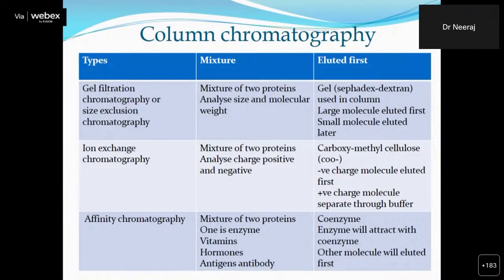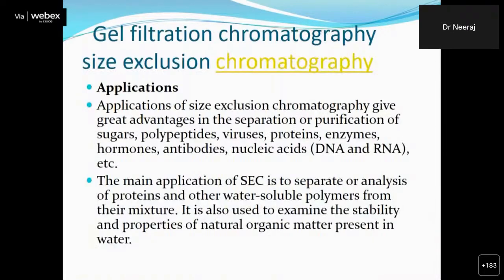So what would happen? The enzyme will be attracted to the coenzyme, and the other molecules will be eluted first. The coenzyme will remain bound with the enzyme. The same thing happens in chromatography. You can see it in the diagram.